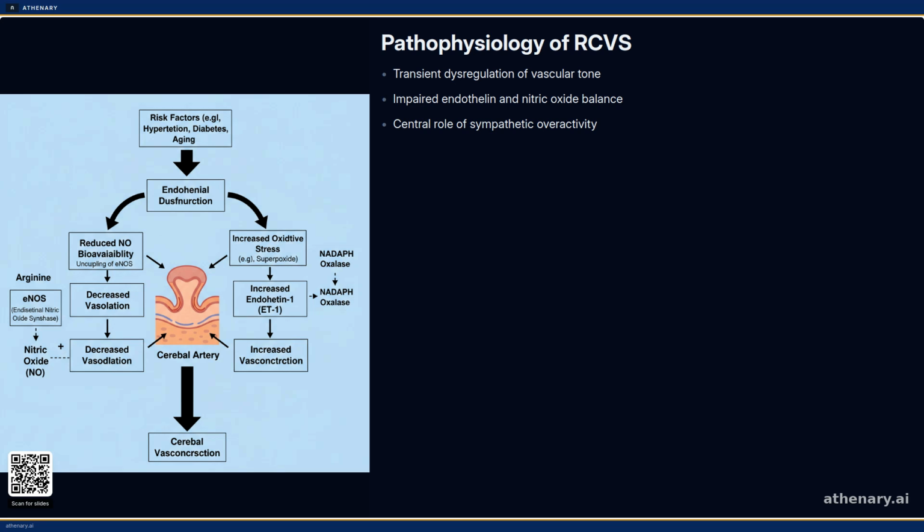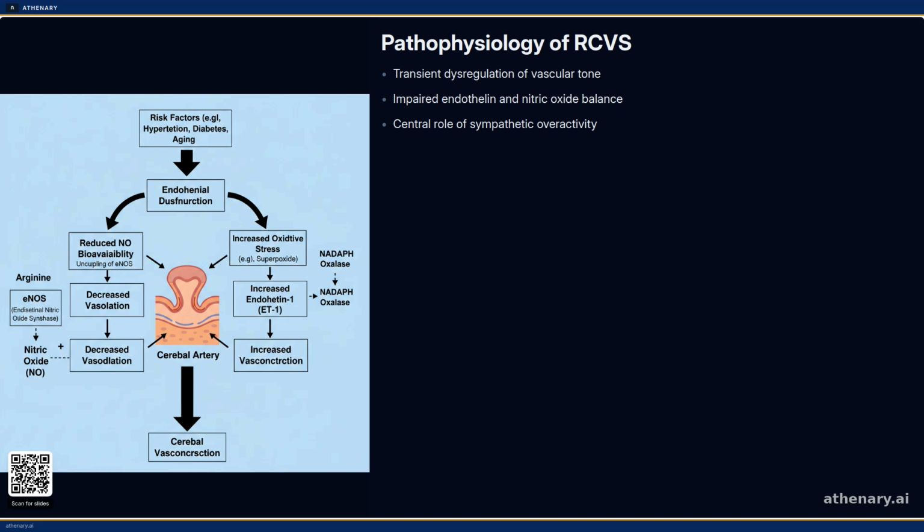On a molecular level, what we see is a critical imbalance between two key chemical messengers. On one side, we have endothelin-1, an extremely potent vasoconstrictor. On the other, we have nitric oxide, our body's primary vasodilator. In a healthy state, these two forces are in equilibrium, maintaining normal blood flow. In RCVS, the balance tips dramatically. Endothelin activity surges, or the nitric oxide system fails to respond, leading to uncontrolled arterial spasm.